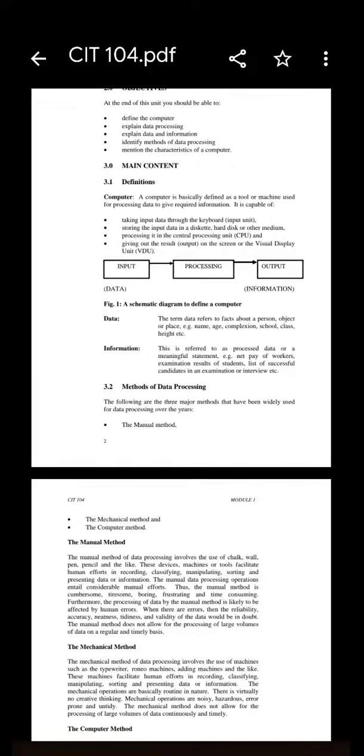First, it is the processed one. So data is the raw material, while information is the meaningful result after processing.